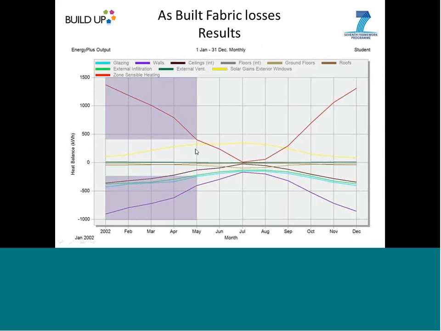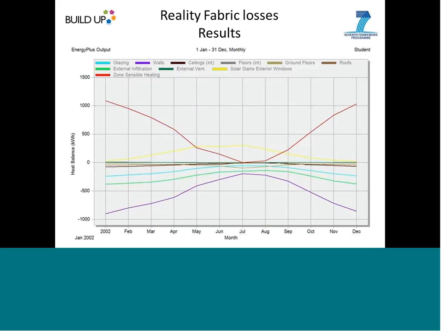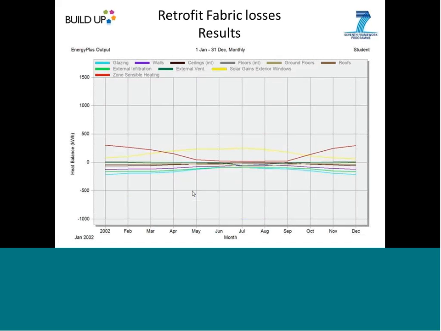Now, when we look at what's been done in the reality case, the easy areas are applied first. We've dealt with the loft and the glazing insulation, but this hasn't essentially dealt with the problem here, which is the wall losses. Now, when we apply insulation, you can see here we've dealt with the problem. There's a nice balance in the winter.